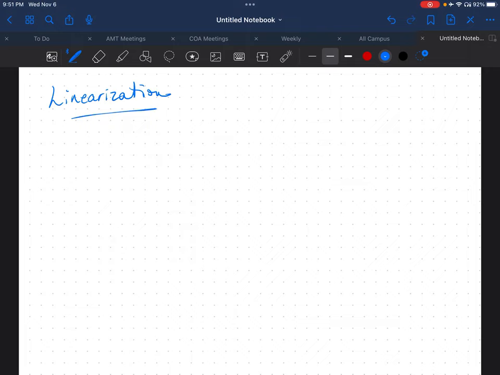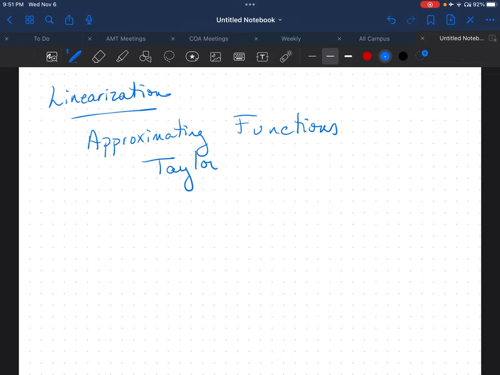Okay, I want to talk a little bit about linearization, which is the beginning of a study in calculus about approximating functions. And you'll see more of this if you take Calc 2 when you see Taylor polynomials. So we're talking about first degree Taylor polynomials today when we talk about linearization. And so it's a whole branch of kind of thinking about functions in maybe a different way than you have before.